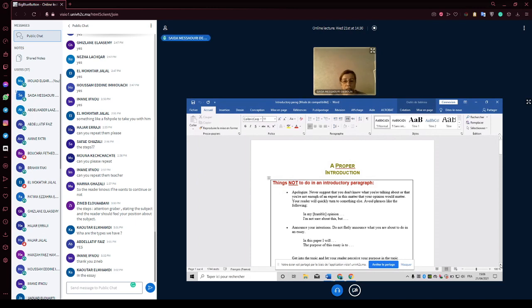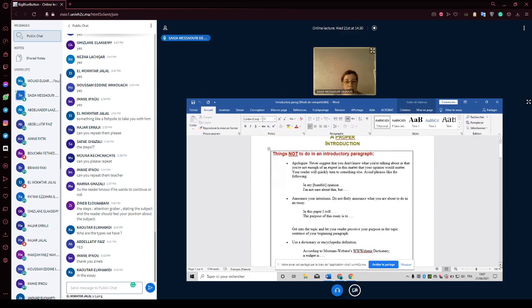Then avoid phrases like the following. In my humble opinion, I'm not sure about this, but in my opinion. You never use this. You never say, I think. You never say, I suppose. Just state your opinion there, but don't say in my opinion. And I'm not sure, again, is just like apologizing. I'm not enough of an expert. No, it's not good to say I'm not sure. Nobody is going to read, or nobody's going to like your writing. So this is the first thing. The second thing is announce your intentions.